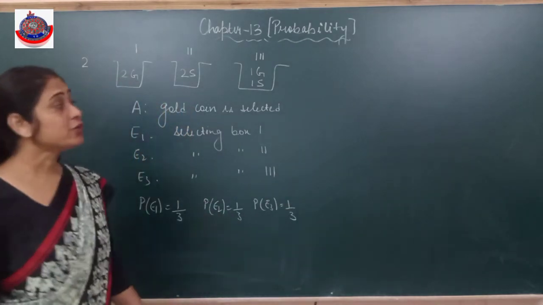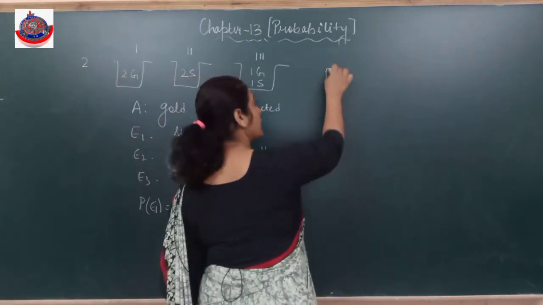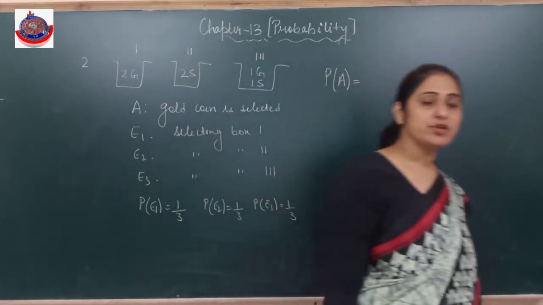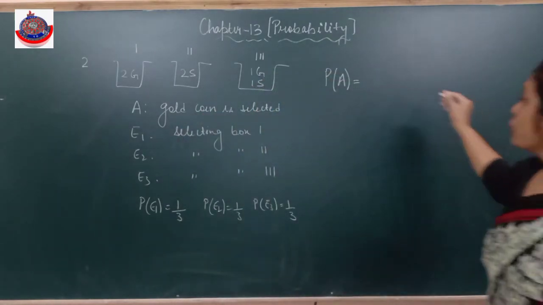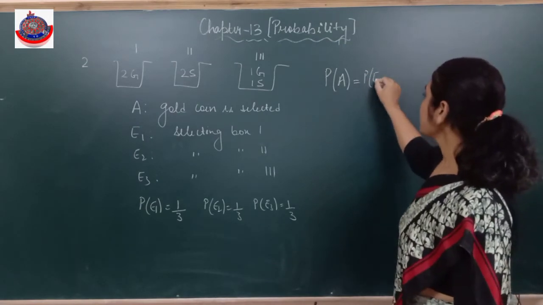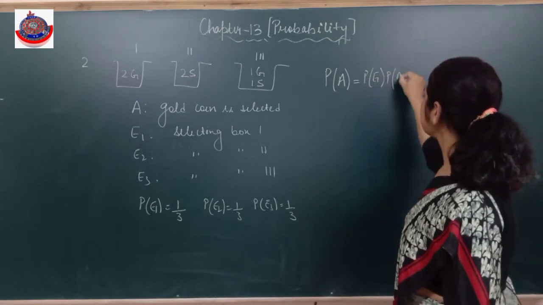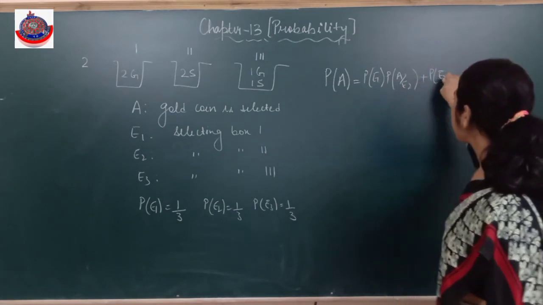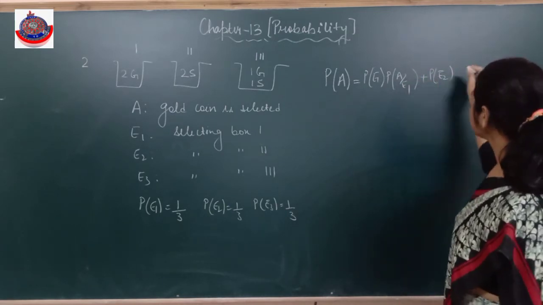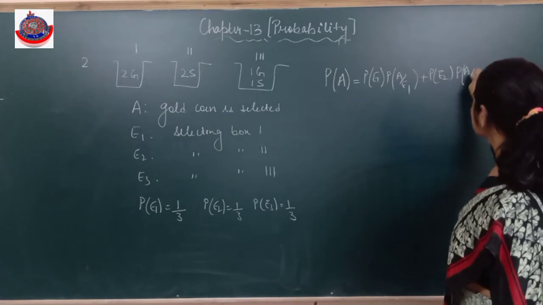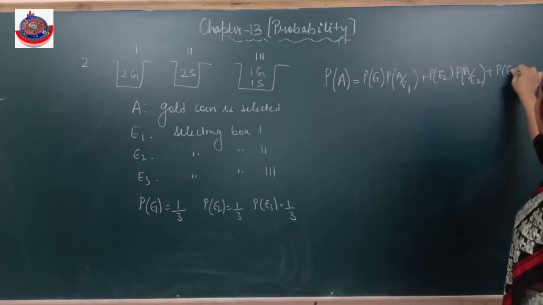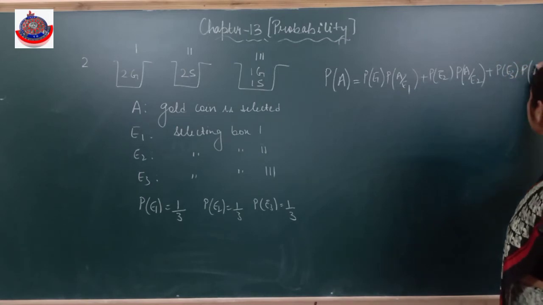Clear? I need to find out the probability of selecting a gold coin. So what will happen? Bag 1 and then a gold coin, and bag 2 and then a gold coin, bag 3 and then a gold coin.